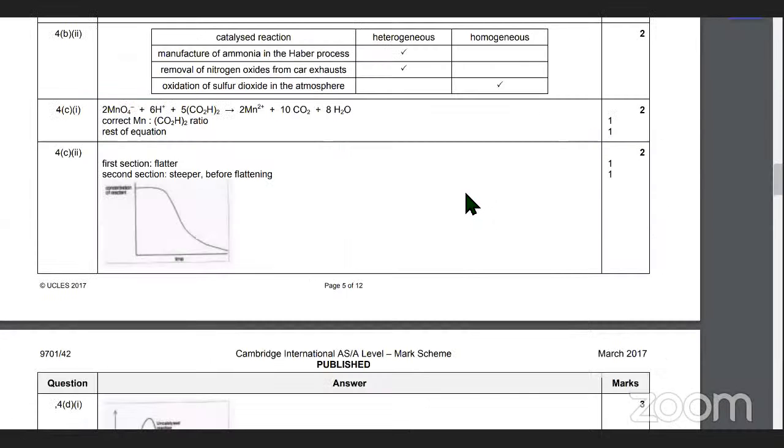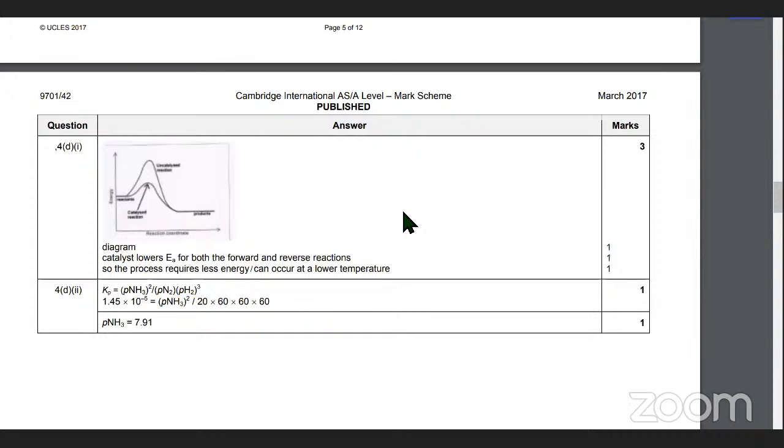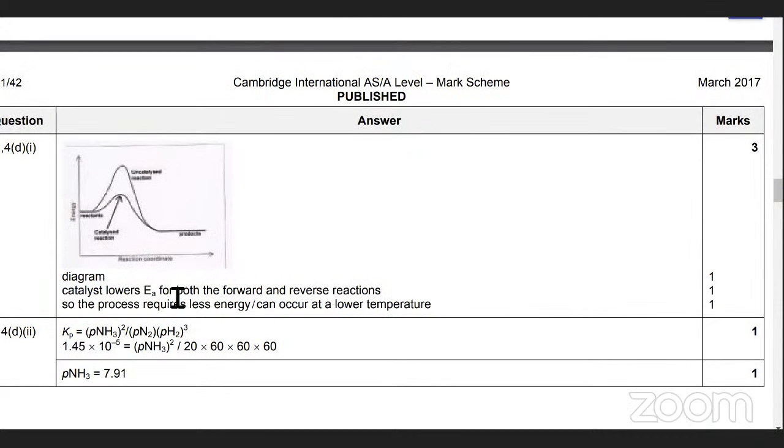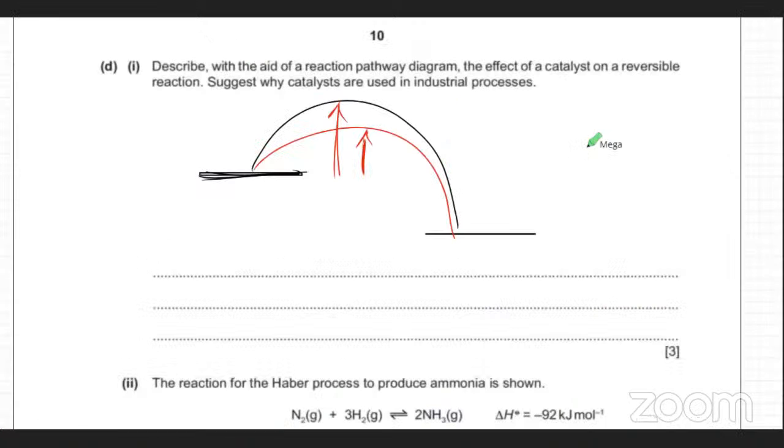So here I can show you the answer. You just have to draw this. It decreases the activation energy. So what were the 3 marks for the diagram? And it can occur at a lower temperature. Why did he ask for a lower temperature? He asked why catalysts are used in industry, so you had to give the importance of this. Less energy is needed. You reduce the energy requirements. The industrial process requires less energy because it now happens at a much lower temperature. So that was the 3rd mark for this part. Is this clear?